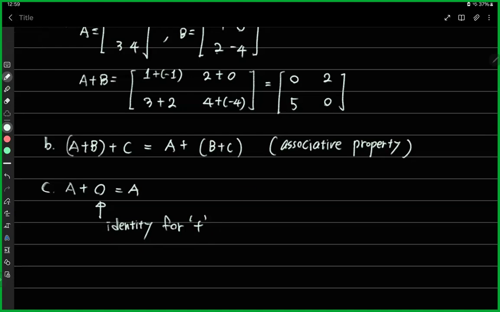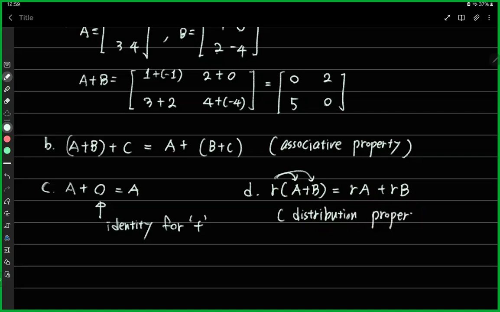Okay, and then D, R times (A plus B). R is a scalar, a real number. So this is equal to, then we can distribute R to each matrix inside the parentheses. So R times A plus R times B. This is called the distributive property.